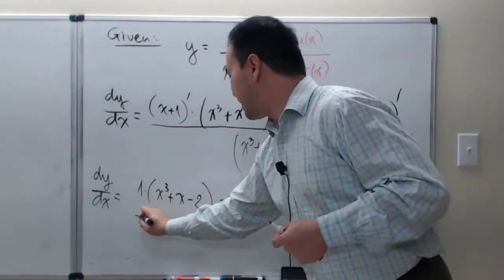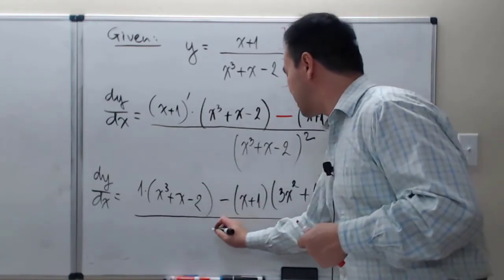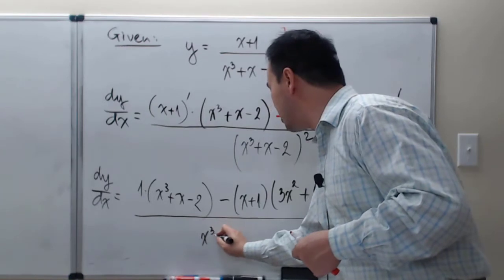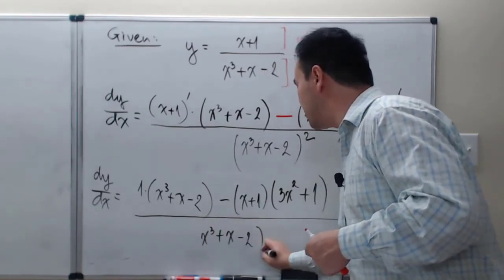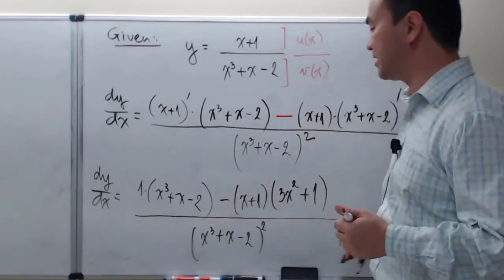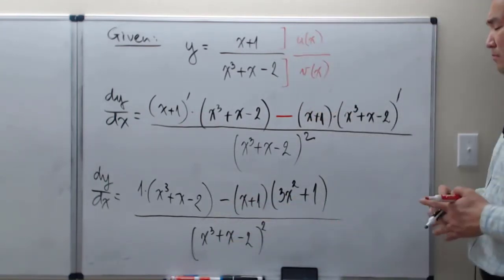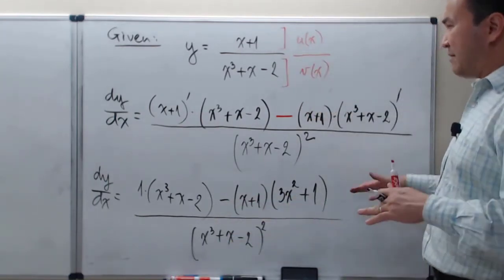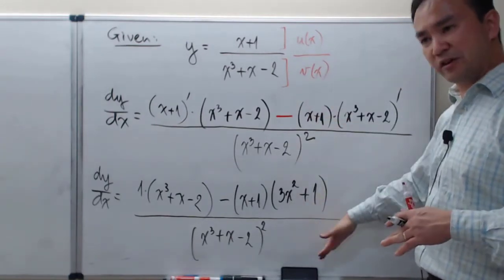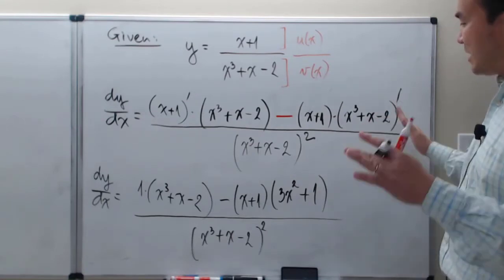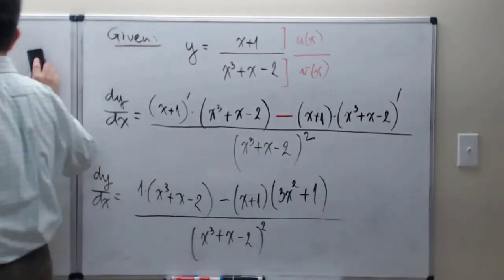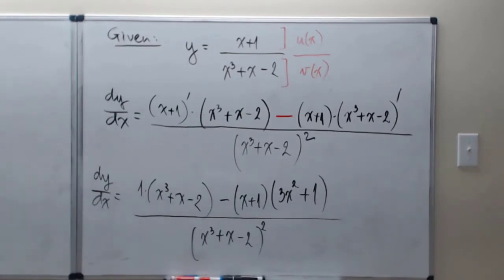But then don't forget, we need to divide by the square of our v function. So x cubed plus x minus 2 is being put in a square, and all of that is in the denominator. And so I am going to end that little introduction problem right here. What's going on in this work we have done is what we call the quotient rule.